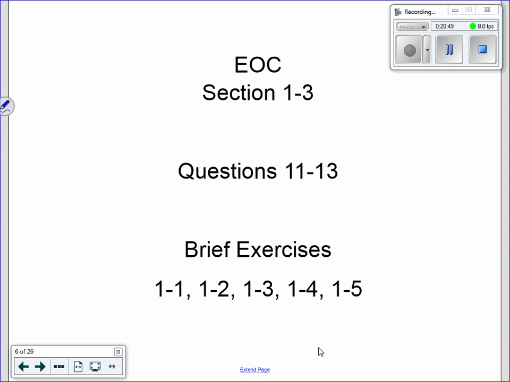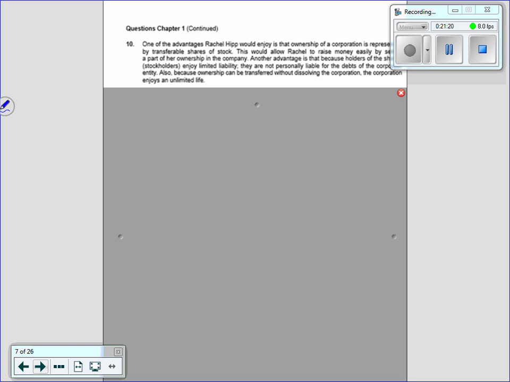So here we are again. We did questions 1 through 10 yesterday. We're going to do 11, 12, and 13, and then we're going to do some BEs today, brief exercises. It looks like we're on page 33 here, and we'll get into the brief exercises in just a minute. Let's just continue from yesterday.